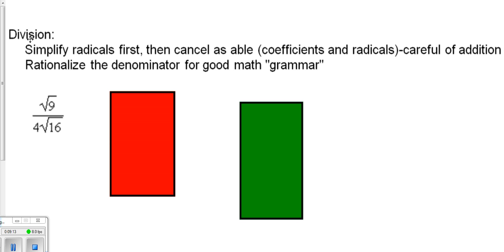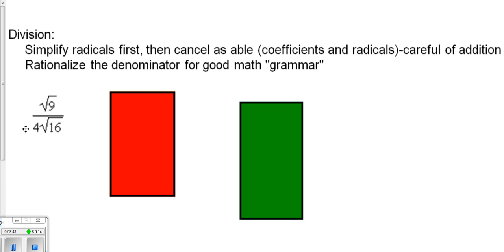Now we're going to move on and look at division. We always want to simplify our radicals first, then cancel as we are able. So again, you cancel coefficients on top and bottom, and radicals on top and bottom. You also need to be careful of addition, and I'll show you what that looks like in a couple of our examples. In the end, you always need to rationalize the denominator for good math grammar. Basically what that means is we don't want any square roots in the denominator on bottom. And again, I'll show you how to get rid of those.